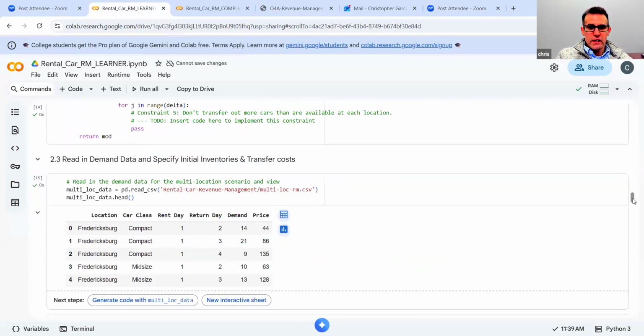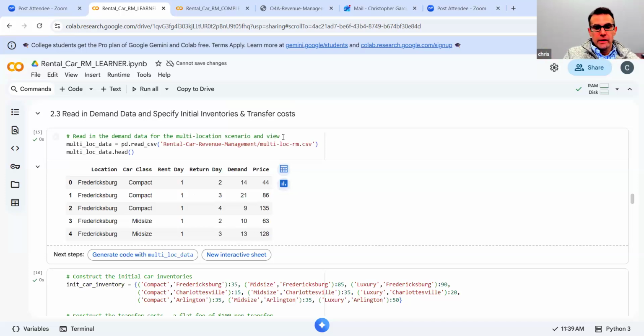Okay, but before we do that, I just want you guys to have a look here. This is going to show us what the data looks like. Notice it's a little bit different. The only thing that's different from the last scenario is that we have a location column here, but we still have car classes, rent day, return day, demand, and forecasted price.